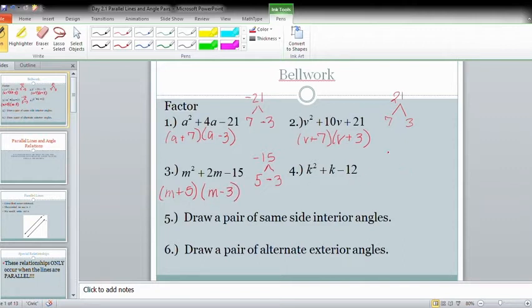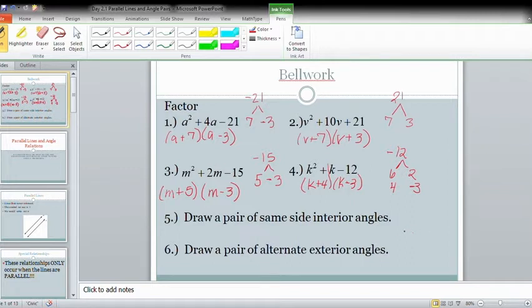Lastly, we've got something that multiplies to negative 12 and adds to 1. Remember, there's a 1 in front of this K. So 6 and 2, well, that's not going to work, but 4 and 3 should do it for us. And since the 1 is positive, the 3 is going to be negative. So K plus 4 and K minus 3.